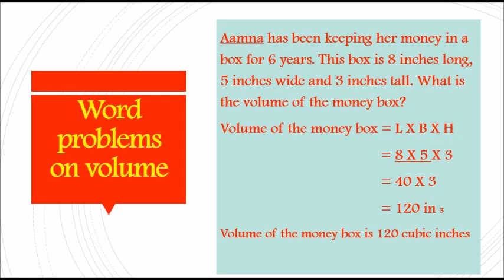Now you have to find the volume of the money box here. What is the length of the box? 8. The breadth is 5 and its height is 3. So it was just simple. I multiplied all 3 figures. The length and breadth when I multiplied is 40. 8 times 5 is giving us 40, and then its height is 3, so multiply the height in the next step. 40 times 3 is 120 inches cube. Okay, it's inches.